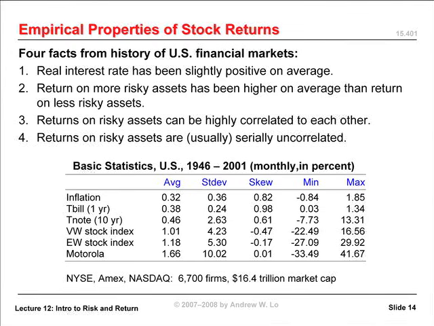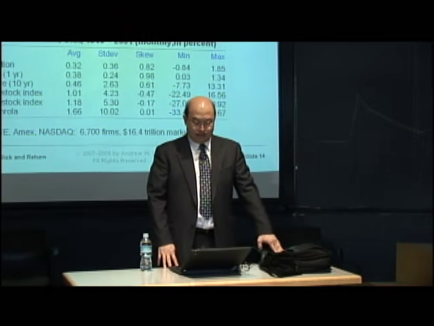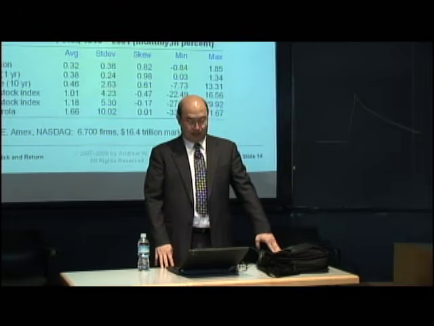So you can see, for example, the average rate of return for the 1-year T-bill is about 38 basis points on a monthly basis. This is monthly. I haven't annualized it. But inflation over that same period is about 32 basis points. So when you subtract the two, you're going to get 6 basis points on a monthly basis as the real rate of interest. Okay?